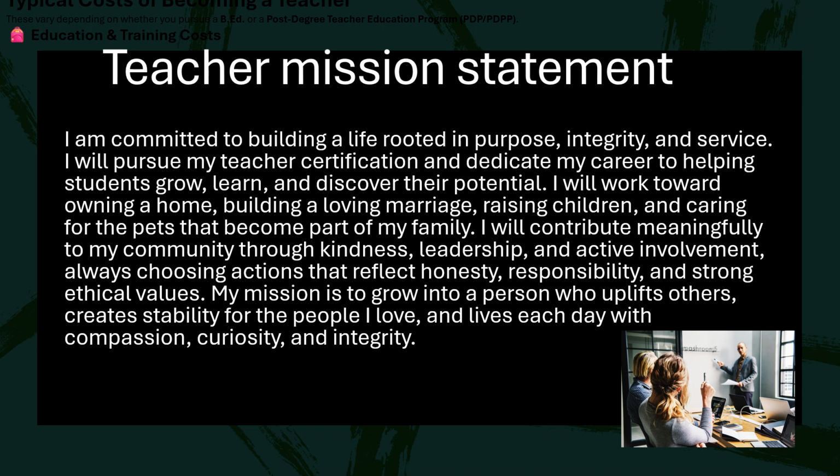This sample teacher mission statement highlights a commitment to living with integrity and purpose across all areas of life. It emphasizes professional dedication to teaching, personal financial responsibility, the pursuit of a strong and loving family life, and meaningful engagement in the community. At its core, it reflects character-driven objectives, choosing honesty, service, and ethical action as guiding principles for building a purposeful, stable, and compassionate life.